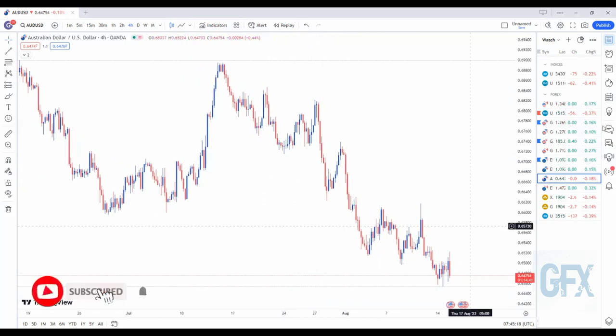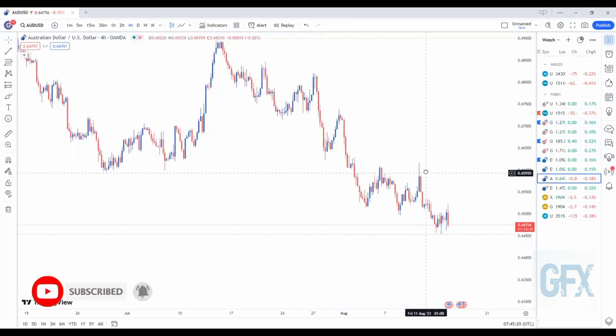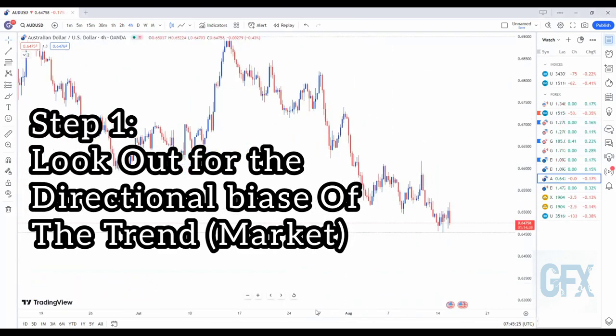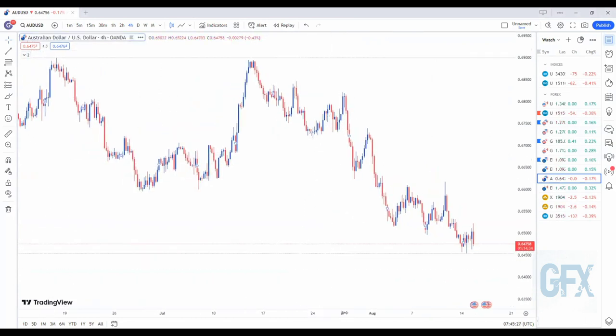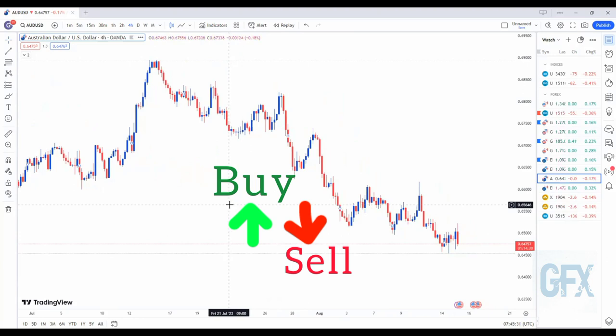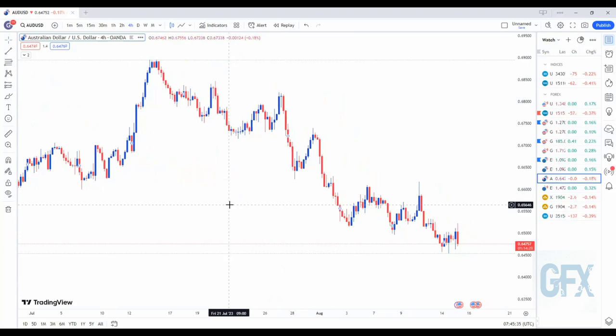What's the first thing we're looking out for? First thing we're looking out for is the directional bias of the trend of the market basically. So what I mean by this is that if the market is in an upward trend, you buy. If it's in a downward trend, you sell. So you don't do the opposite. You understand? Our advice: you don't counter trend trade if you don't have the right knowledge about it. It's better you stay with the trends, and even though you take a loss, at least you know you stick to the plan.